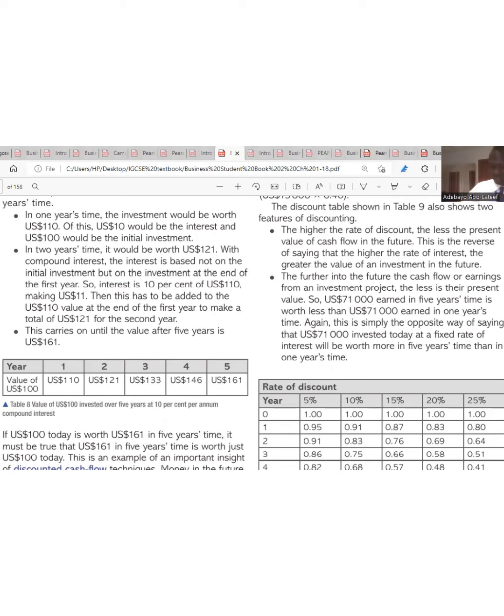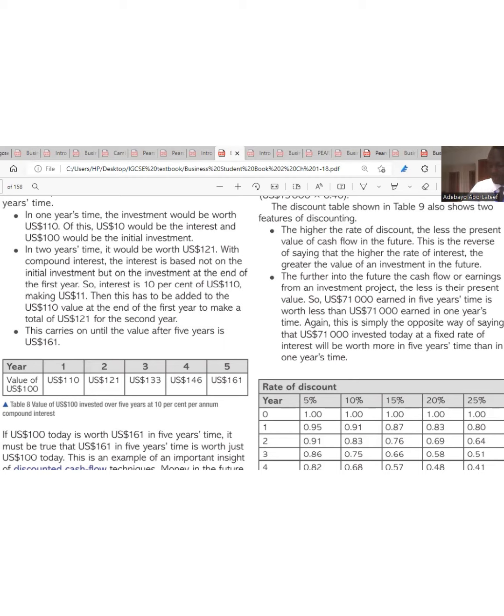So how do we calculate this? Here the question is, what will $100 worth of investment be in the next 5 years with a compound interest of 10%? So we start with year one. The compound interest is 10%, which is the same as 0.1. You use your normal compound interest formula: the principal, the initial amount, which is $100, multiplied by the bracket 1 plus R over 100, to the power of the number of years.